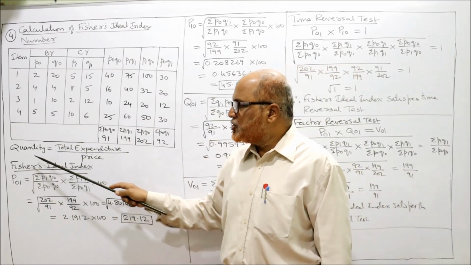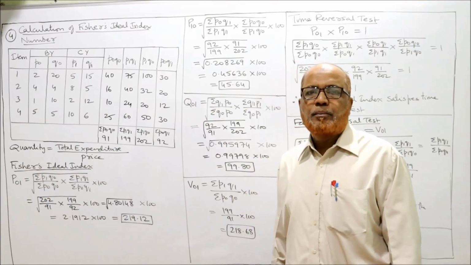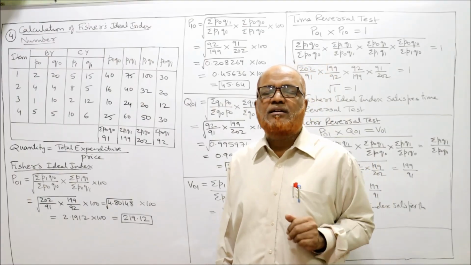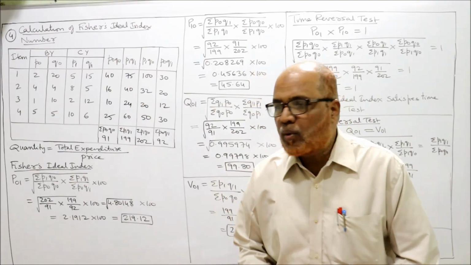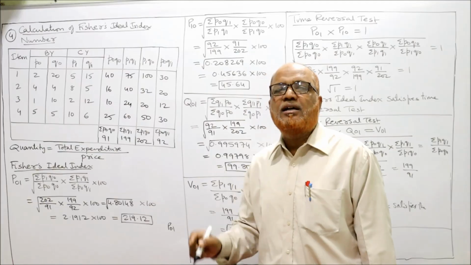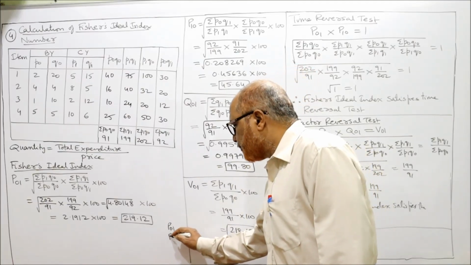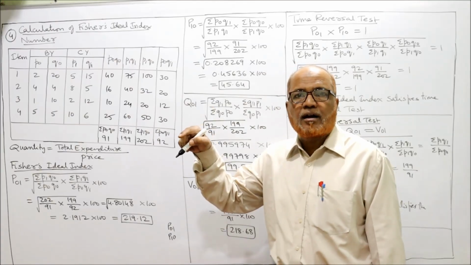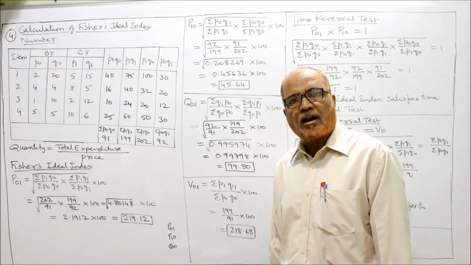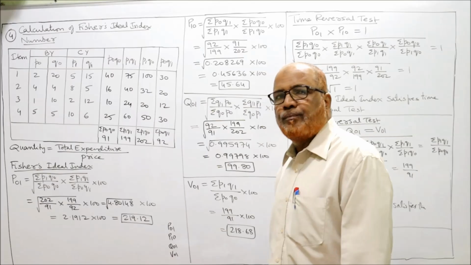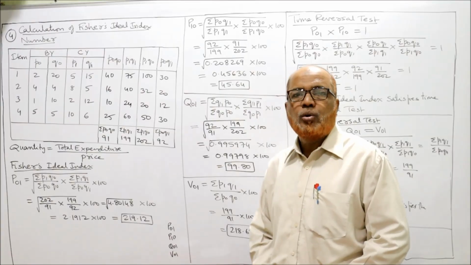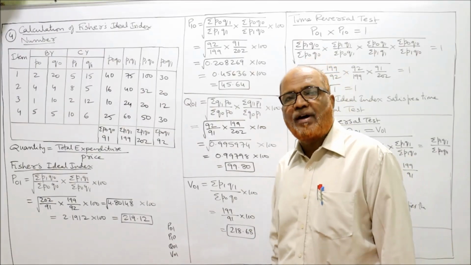After getting the total, for Fisher's ideal index number, first we calculate P01. In the previous video I told you, for verifying the time reversal test and factor reversal test, we need 4 items. First of all, we need P01, the price index of current year compared to base year. Second, P10, the price index of base year compared to current year. Then we need Q01, the quantity index of current year. Lastly, we need V01, the value index of current year. These are the 4 items we require to test the time reversal test and factor reversal test.